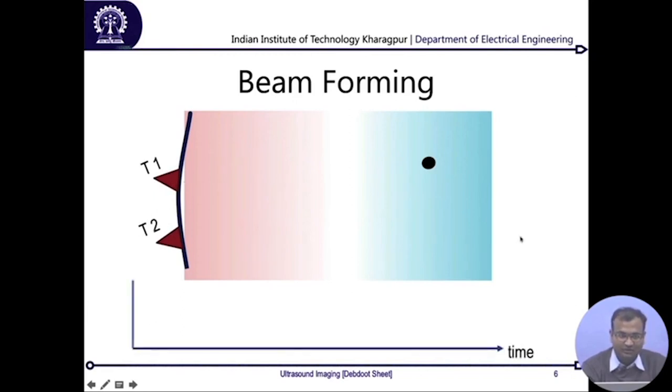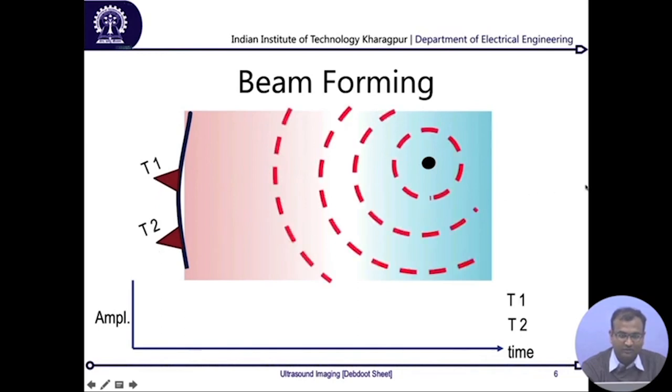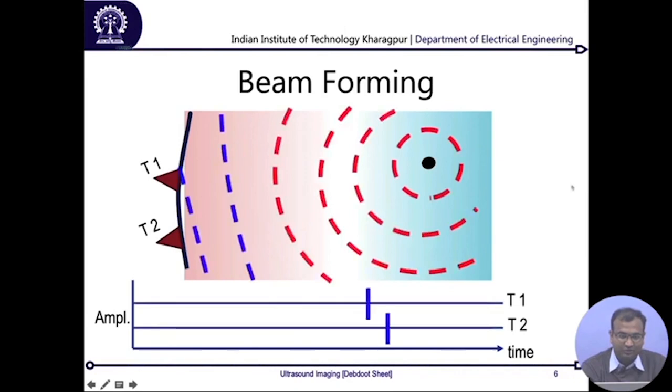Now look over here. If we look into the time versus amplitude plot of the signal received by both the transducers, T1 and T2, and try to plot it down, this is how the wave front is going to propagate. The wave front first hits T1, and that is why you get one pulse over here at T1, and after a time delay, it hits the second transducer, which is T2. So you have this delay over there.